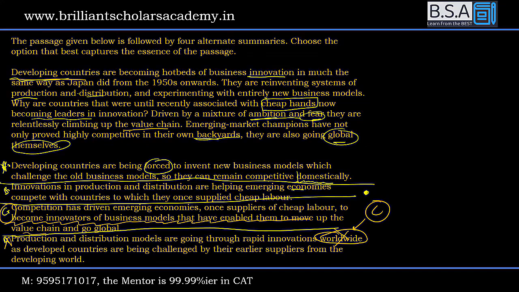डेवलपिंग इकोनॉमी की बात कर रहा है, इनोवेशन की बात कर रहा है, प्रोडक्शन की बात कर रहा है, सप्लाई चेन की बात कर रहा है, मूविंग अहेड, मूविंग अबव इन वैल्यू चेन की बात किया, चीप लेबर का बात किया एंड गोइंग ग्लोबल का बात किया. तो सी कैप्चर्स एवरीथिंग. सी टॉक्स अबाउट एवरीथिंग. लेट अस चेक फर्दर. सी इज आंसर.